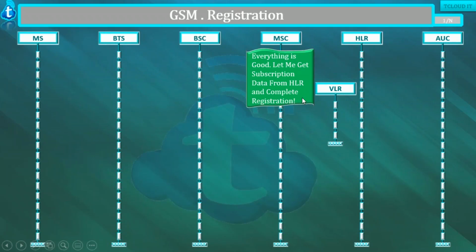So once this is also done, MSC says, everything is good. The mobile equipment has done everything perfectly. He proved his IMSI number is genuine. Just now I verified his IMEI number also. That has also turned out to be good. Now I think I can accept his registration. But before I accept his registration, I must fetch the subscriber details from the HLR.